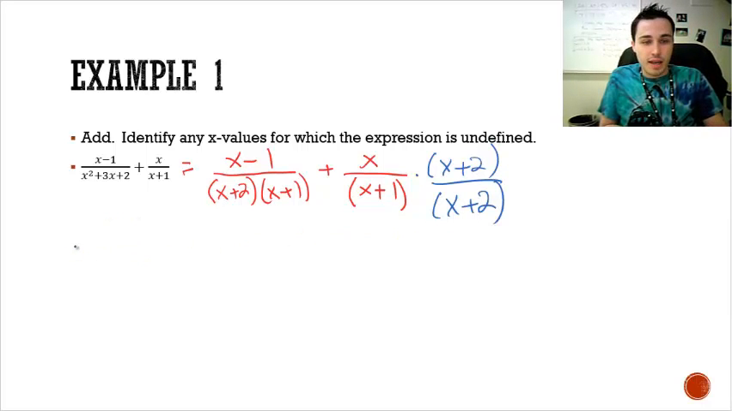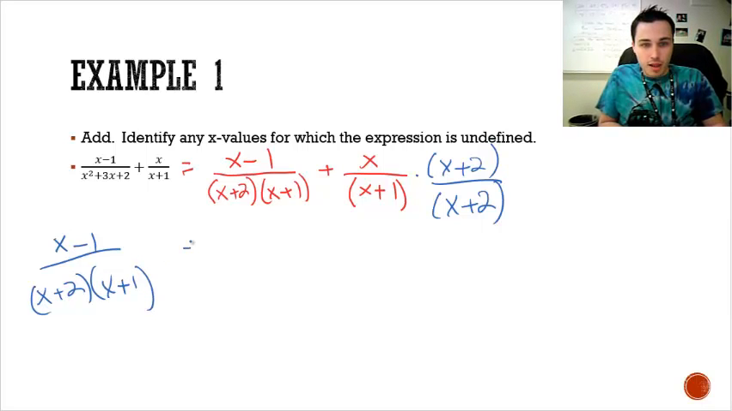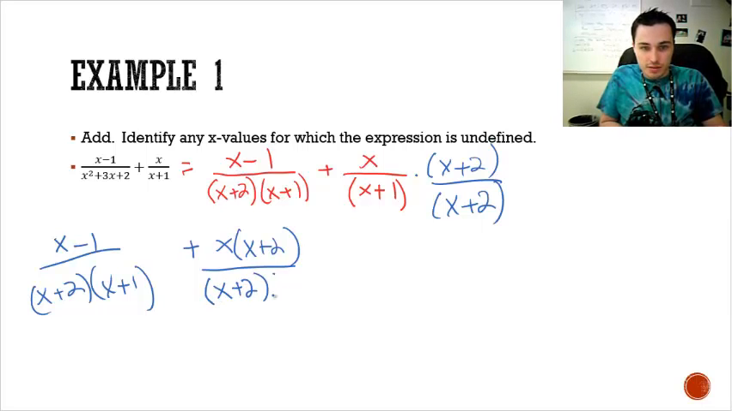So now on the left, again, I'm not changing anything on that left fraction, so that's still x minus 1 over x plus 2 times x plus 1. Plus, now I'm multiplying x times x plus 2, and on the bottom here I also have the same denominator. Doesn't matter which way you write it, they're the same factors, x plus 2, x plus 1.